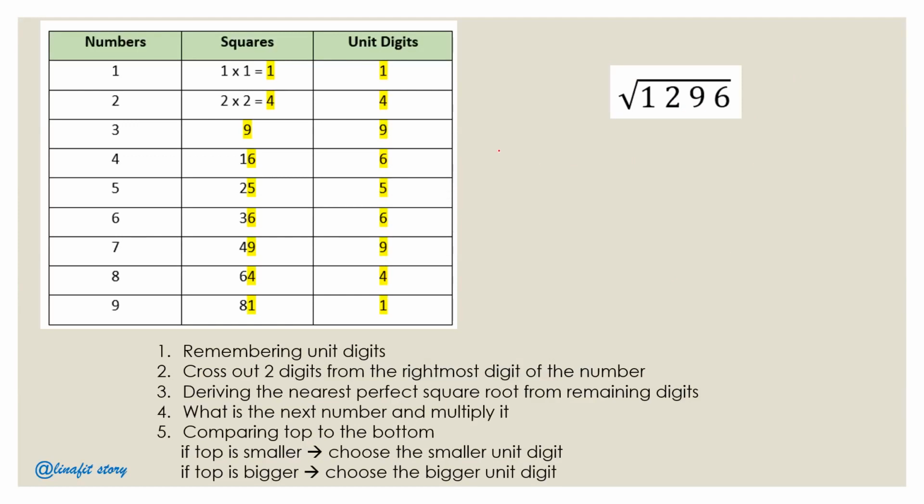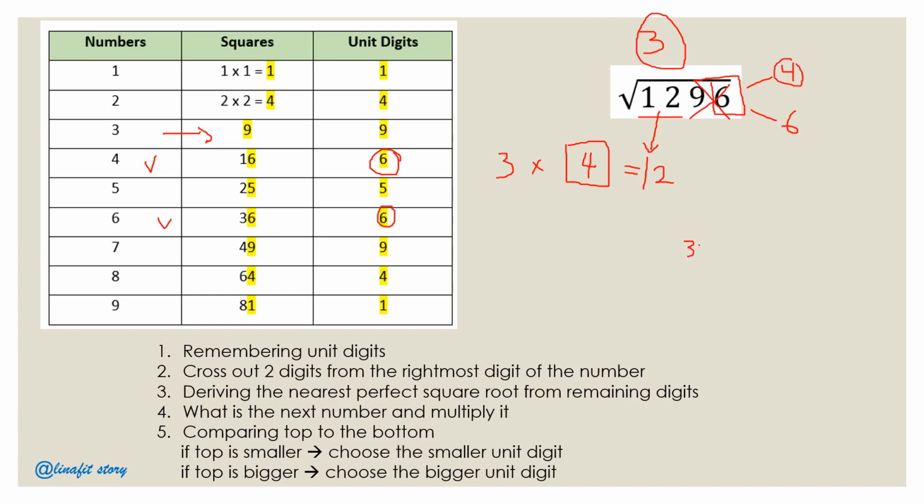How to find the square root of 1296? 6 is the unit digit of 4 and 6. Next, cross out 2 digits from the rightmost digits of the number. Next, the nearest square root of 12 is 3. The next number after 3 is 4. 3 times 4 is 12. Because top and bottom are the same, you should check it one by one. The answer could be 34 squared or 36 squared. 34 squared equals 1156, while 36 squared equals 1296. So here is the answer.